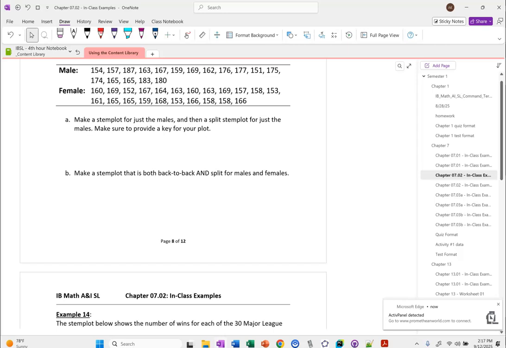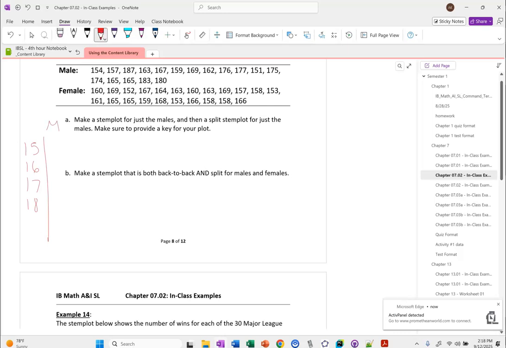Stem plot. The leaf is just the last digit of the number, right? So like, here I would have 15, 16, 17, 18. Right? That's my back-to-back. Well, whatever. So it says make a stem plot for just the males. All right, well, let's do that then.